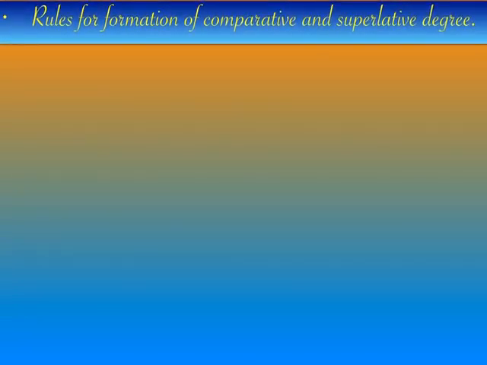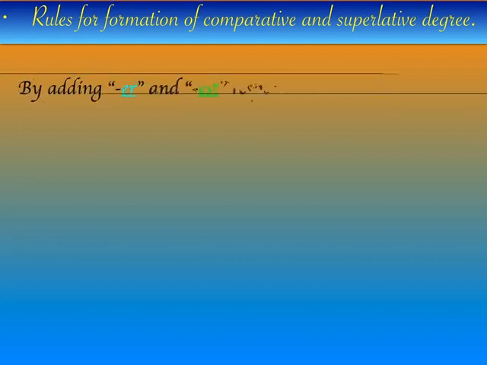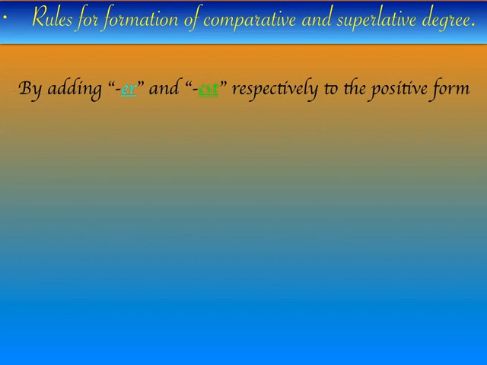Today's topic is rules for formation of comparative and superlative degree. So today we would be studying different ways of changing the base form, that is the positive form of degree, into comparative and superlative degree. So let's see the first rule. The first rule says that we can form comparative and superlative degree by adding ER and EST respectively to the positive form. So let's see the example to understand it clearly.